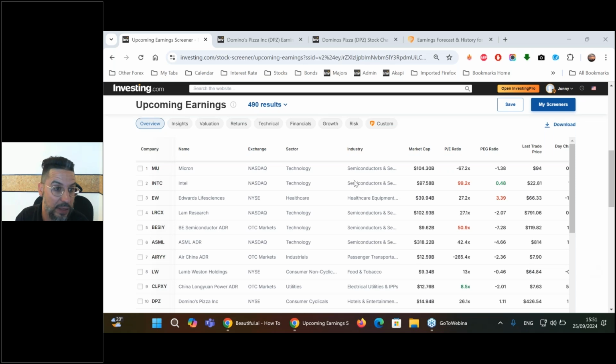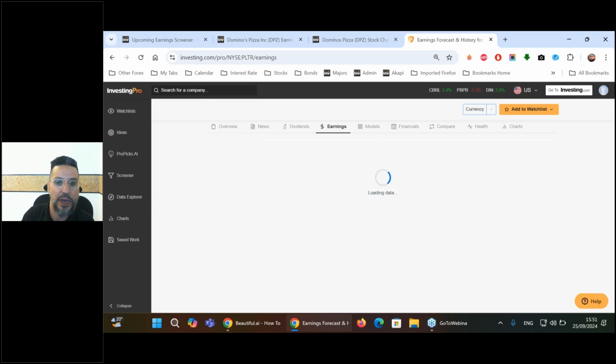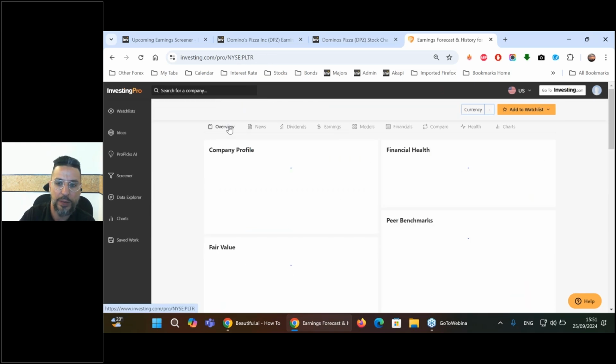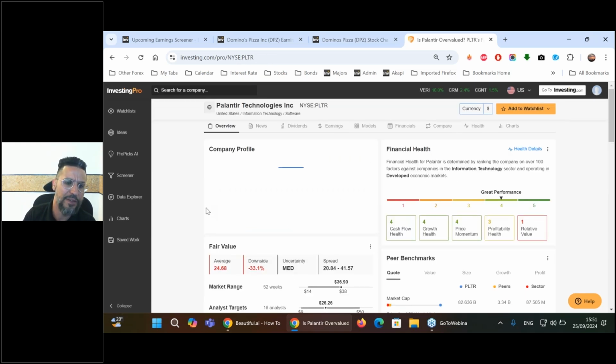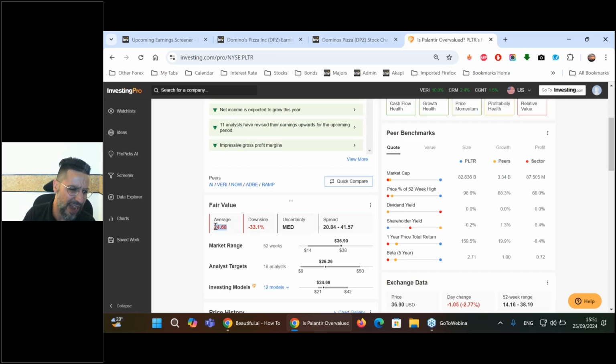Names just like Palantir. Palantir right now, if I were to pull it up on fair value, like we showed earlier, is looking at pretty big fair value downside. Will the stock go back down to 25? Honestly, I don't think so. I'm really bullish on Palantir. I like where the company's headed.